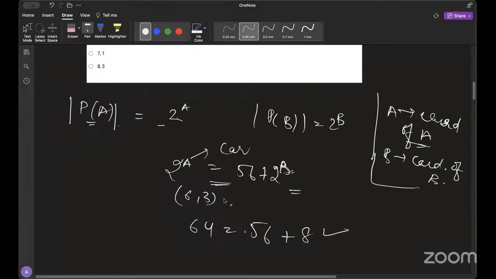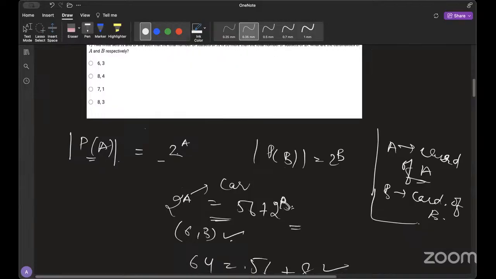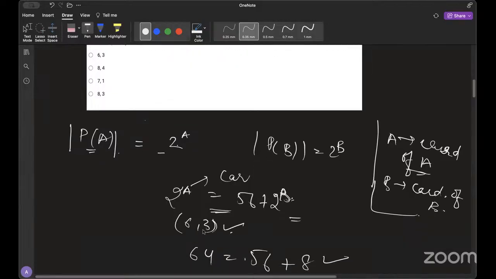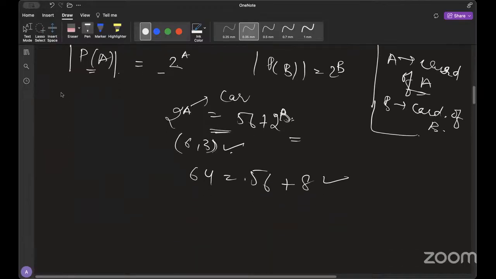This holds. So this can be a possible pair for the cardinality of set A and set B. Ma'am, could you please elaborate more about cardinality from the scratch? I could not really clear the whole concept of cardinality. Cardinality means the number of elements in a set.